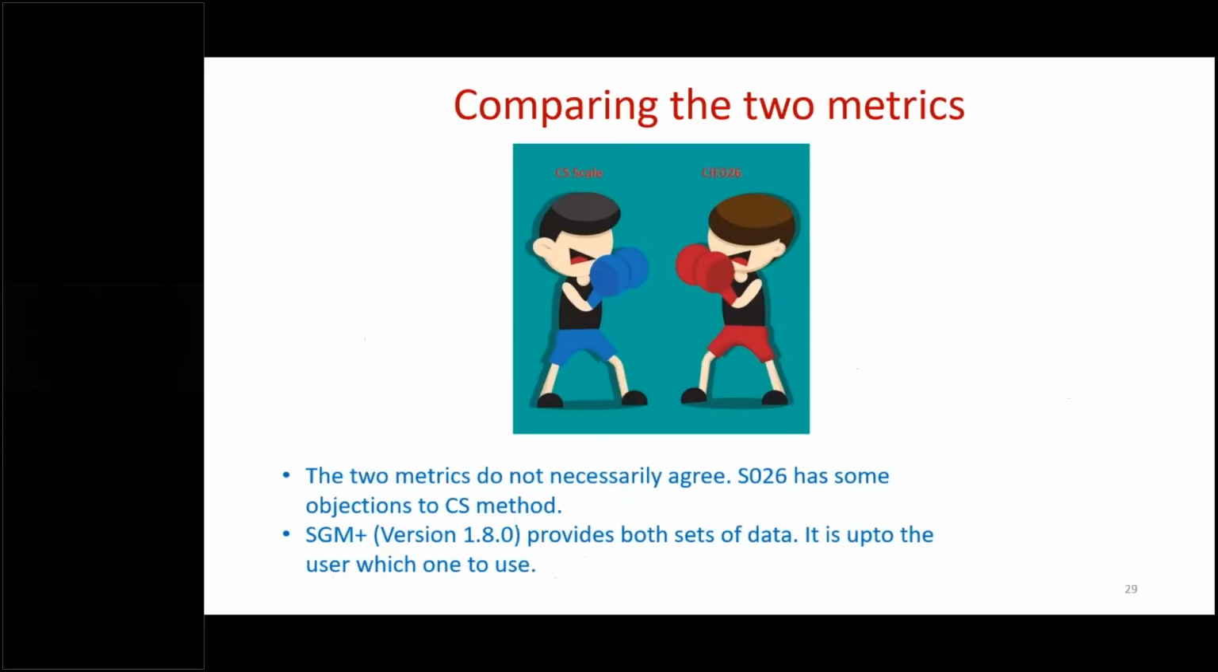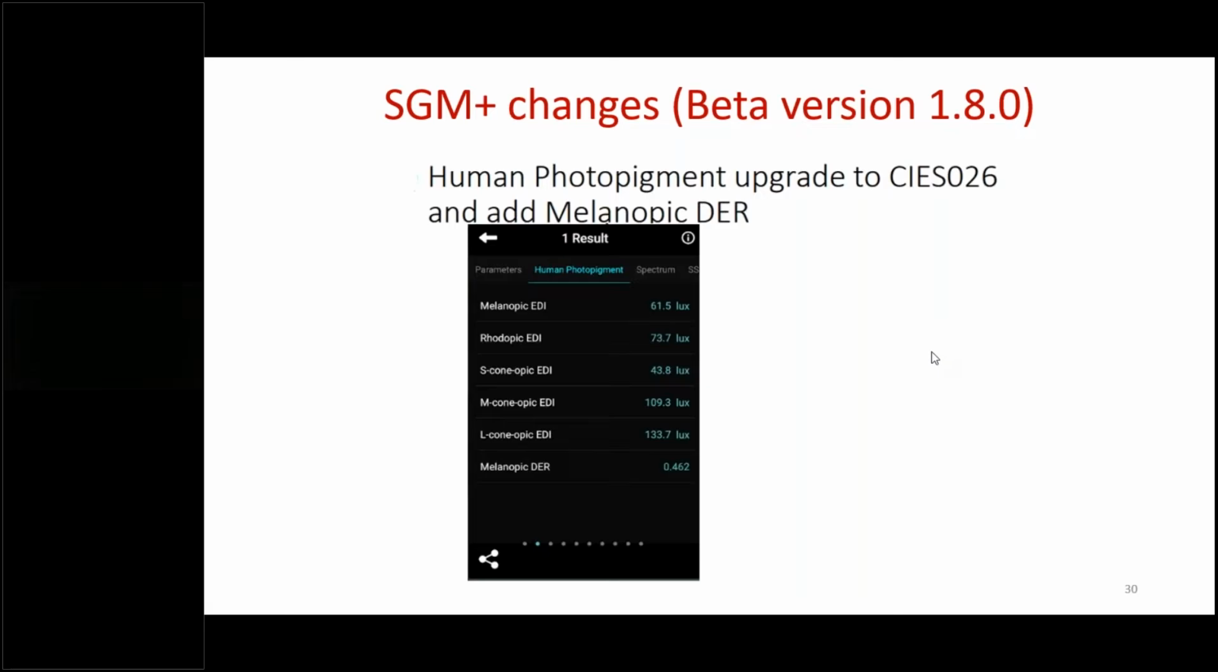MDER and MEDI. So these are very important for measurements of circadian light. All right, so now let's look at what we have done here, the beta version 1.80.